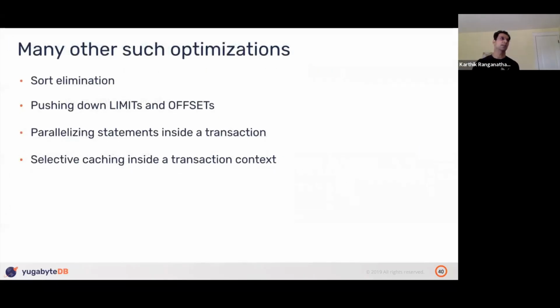Right, so as I said, a lot more: you can eliminate sorts by laying out data the right way. You can push down limits and offsets to pull in just the right amount of data as opposed to a lot. You can parallelize a lot of execution inside a transaction, like foreign key checks versus insert. You can go in parallel as opposed to serializing. You can cache stuff, like if you're inserting 100 different rows, and all of those rows are referring to the same foreign key, you don't have to perform 100 different foreign key checks, right? You can cache that for the context of the transaction. So a whole bunch of things like that internally happen under the hood in order to improve performance, right?